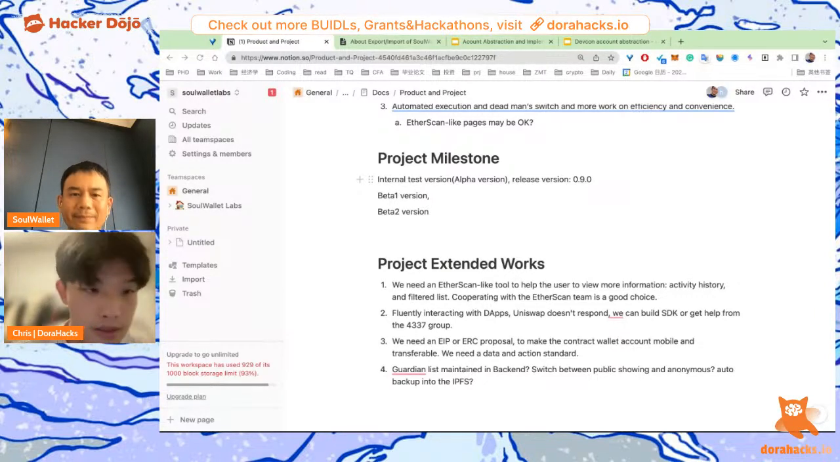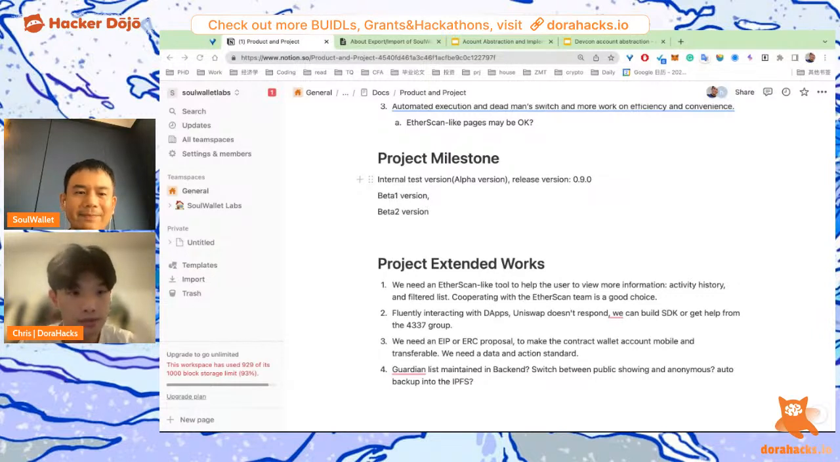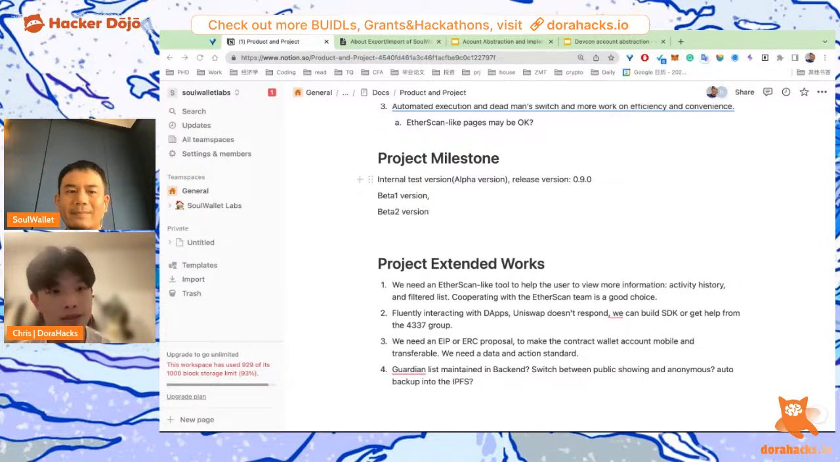Yeah, sounds good. Thank you very much for the introduction. One question will be: what is the difference between SoulWallet and other smart contract wallets based on EIP 4337, for example Argent or UniPass? Basically, why do you think that in the future users will prefer to use SoulWallet rather than other projects that are building similar products?